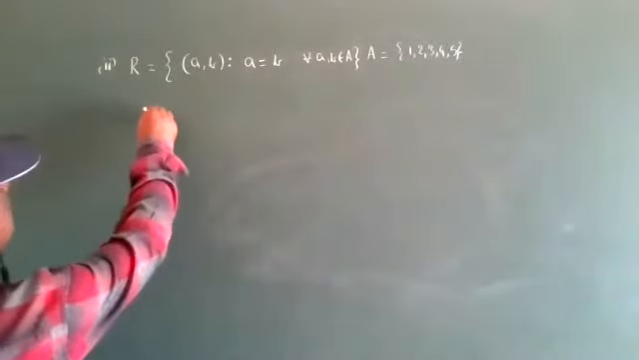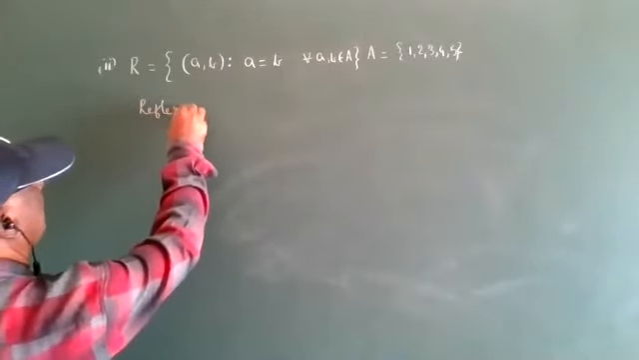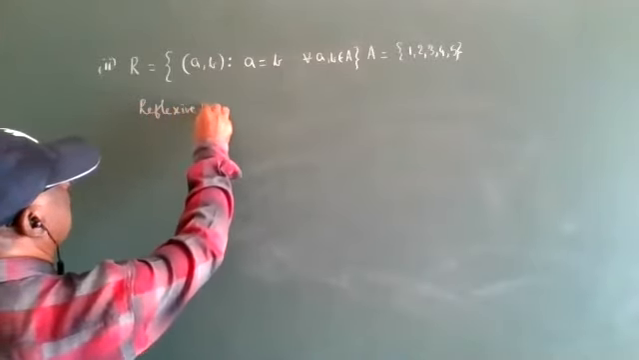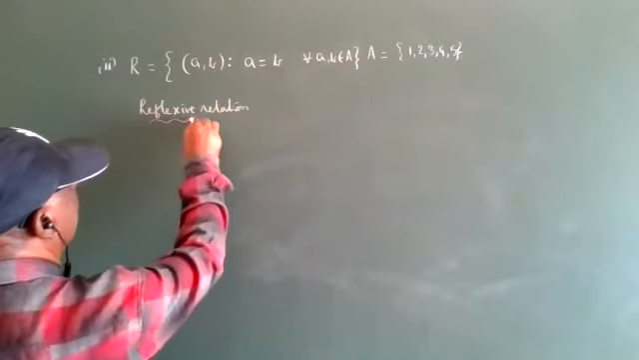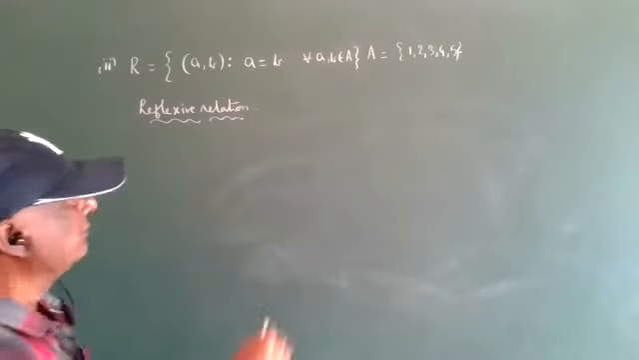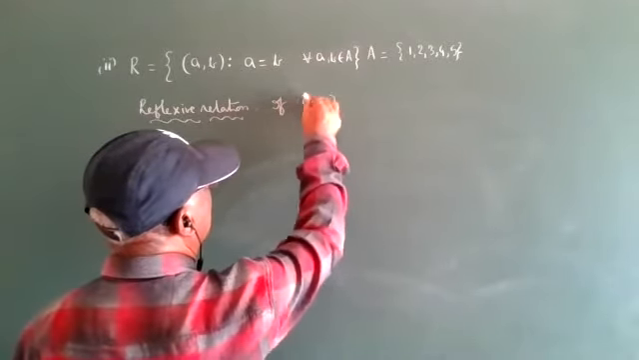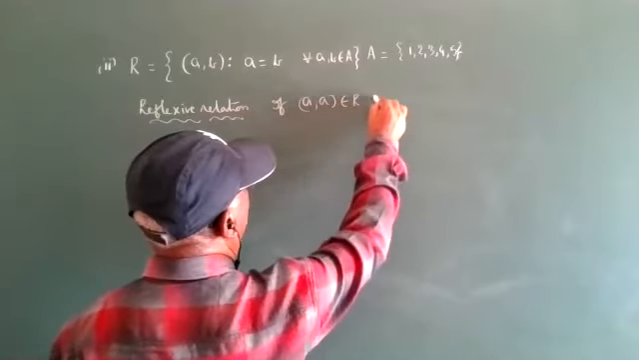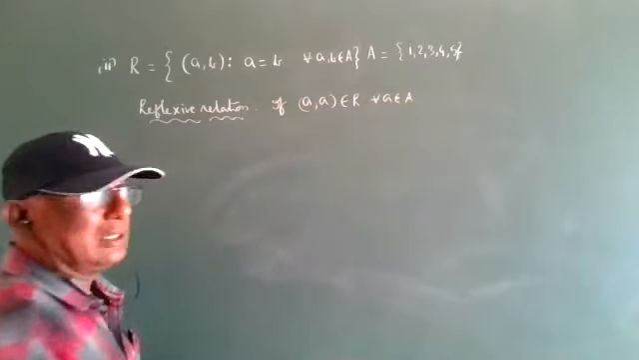Reflexive, write down. Reflexive relation: if A comma A belongs to R, for all A belongs to A set.